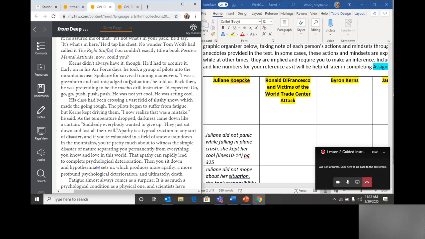So these last couple paragraphs talk about how fatigue is a big part of weakening your chances of survival. And we're talking about Byron Kearns. So this is an example of what not to do in order to survive. And I would add it to my graphic organizer. And I would also consider fatigue during this time.